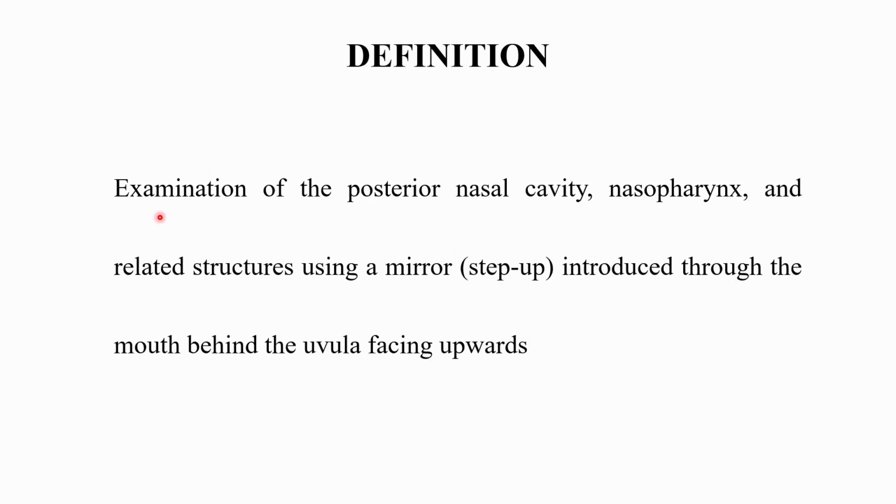Definition: examination of the posterior nasal cavity, the posteriormost part of the nasal cavity, the nasopharynx especially, and the related structures, using a mirror which is introduced through the mouth and held behind the uvula. In indirect laryngoscopy, we raise the uvula from the back side of the mirror, but in posterior rhinoscopy, the mirror is facing upwards and it goes behind the uvula.